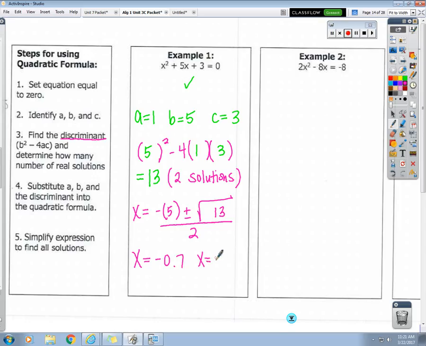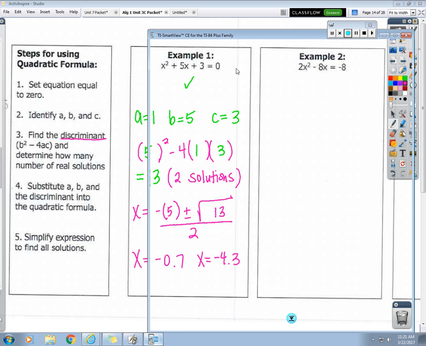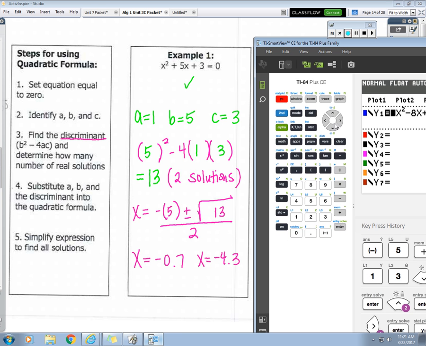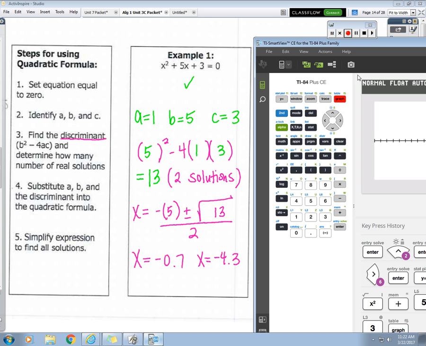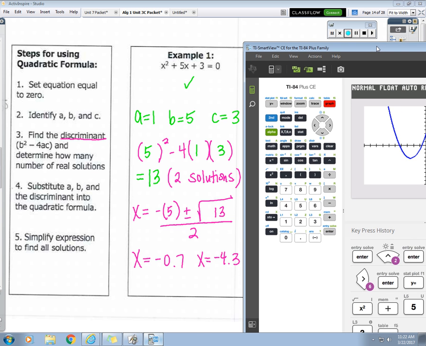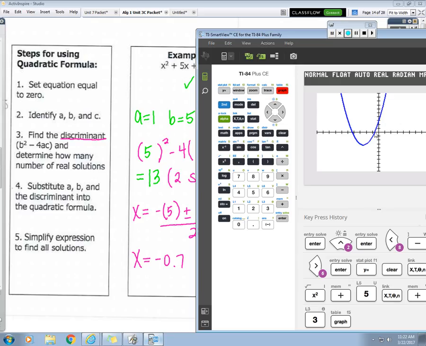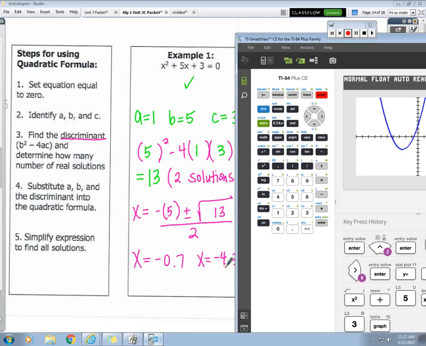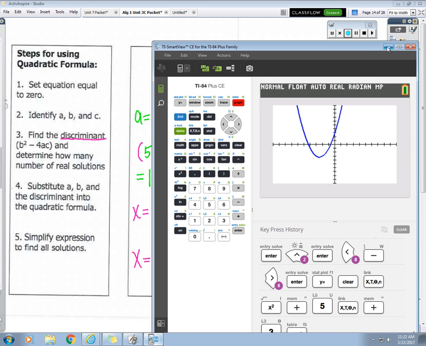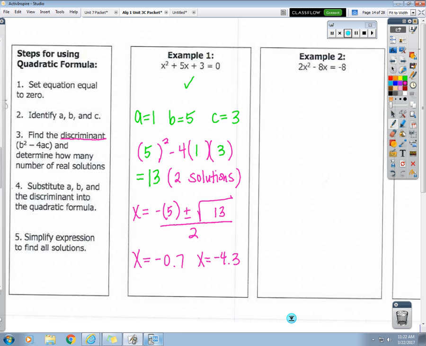Okay, now, I'm going to graph this to make sure I'm right. y equals, hold on, let me finish it, x squared plus 5x plus 3. When I graph it, I see a parabola that crosses through the x-axis two different times. Doesn't that look like about -0.7? It's very close to -1, but not quite. And this one is a little bit past -4, so that would be the -4.3 one. Those are your solutions.